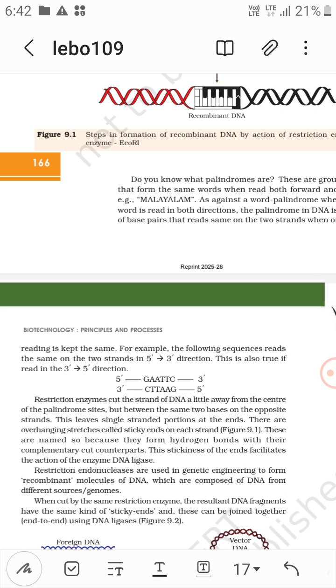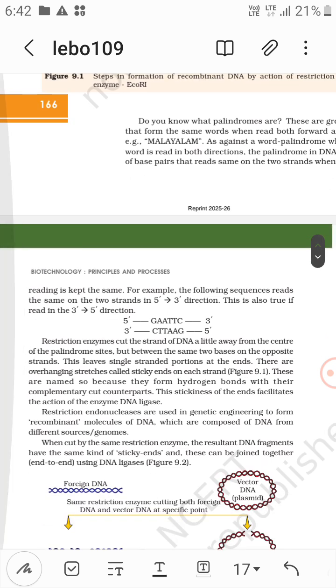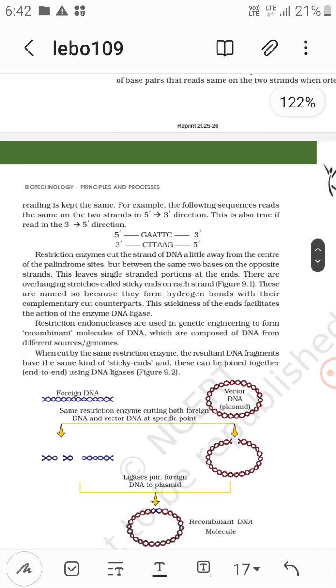We should keep the orientation of reading the same, that is 5' to 3' on both strands. For example, the following sequence reads the same on the two strands in the 5' to 3' direction. This is also true if we read in the 3' to 5' direction, on both sides.